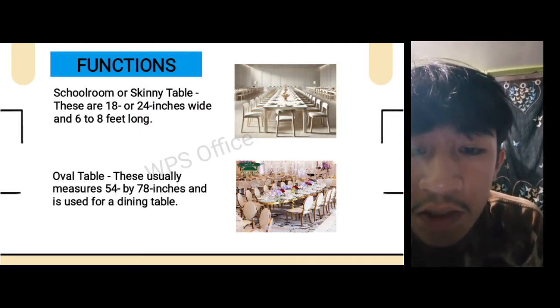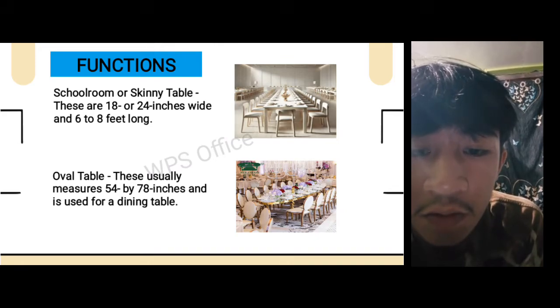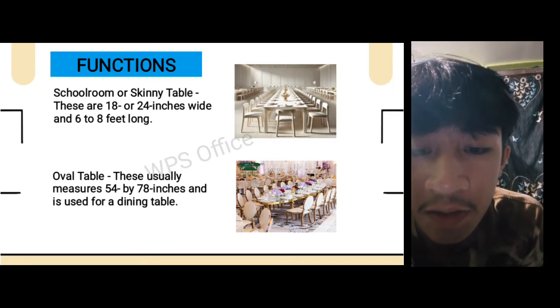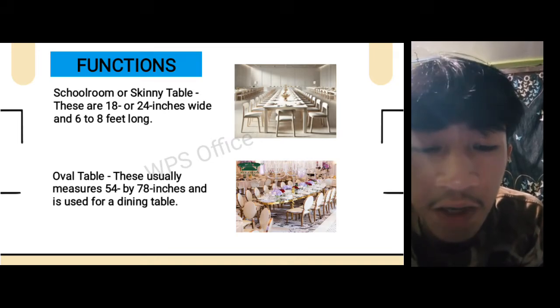Schoolroom or skinny table: these are 18 or 24 inches wide, 6 to 8 feet long. Oval table: this usually measures 54 by 78 inches and is used as a dining table.